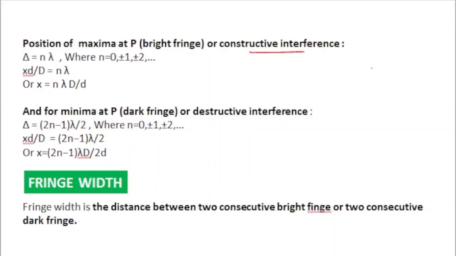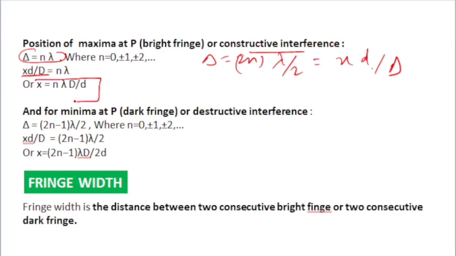So you know for maximum intensity, the path difference must be n lambda, or you can say an even multiple of lambda by 2. And the path difference with these two sources is x small d by capital D. When you calculate, you get x equal to n lambda capital D by small d. This is the position of maximum intensity at point P, and maximum intensity is called constructive interference, or you can say bright fringe. In the same way, what is the position of minima, or destructive interference, or dark fringe?